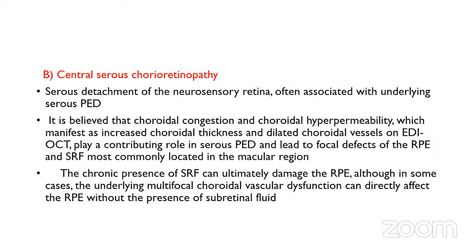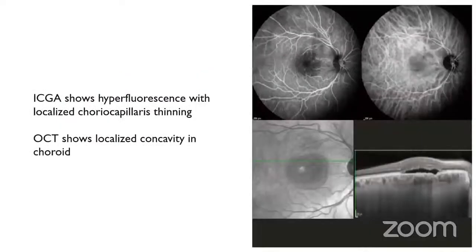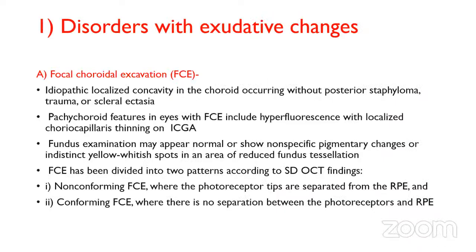Then the second type is central serous chorioretinopathy. So here we can see, just previous to this slide, there is an excavation. Okay, so usually, as you said, in pachy vessel there should be bulging. Yes, sir, the outer layer should be thinned out and there should be bulging. So why here is there an excavation?